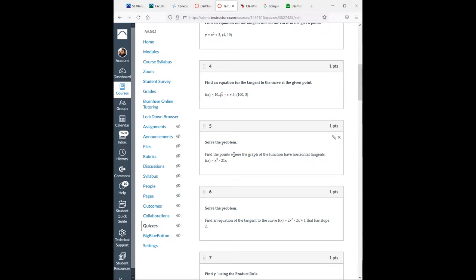So step 1 is right here. Step 2 is set this guy to 0 and solve for x. So move that 21 over. Divide by 3. Square root both sides. So we have horizontal tangents at square root 7 and negative square root 7.